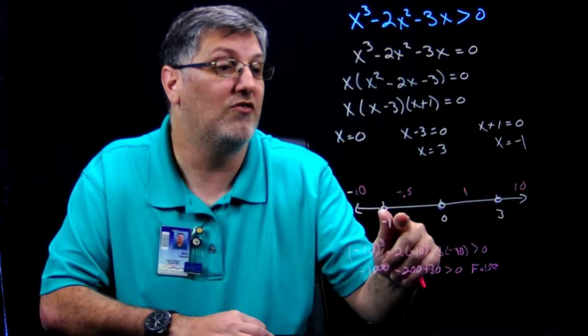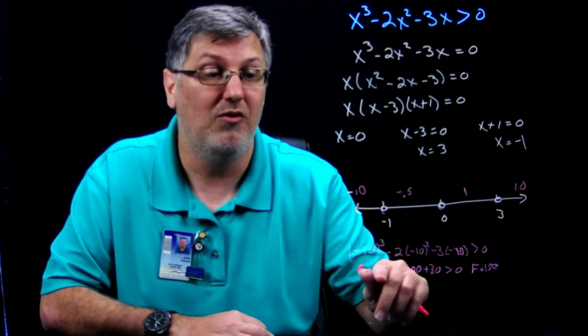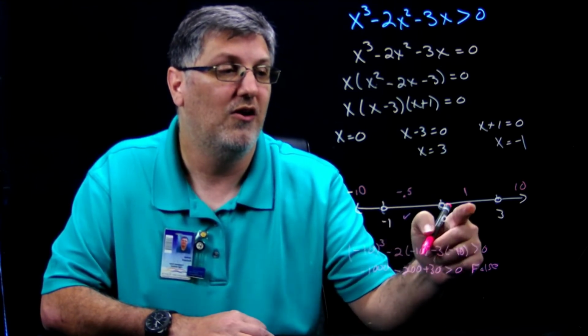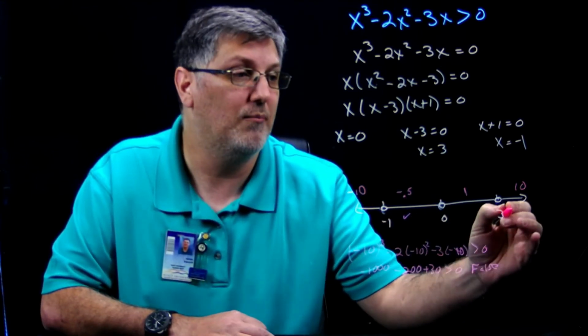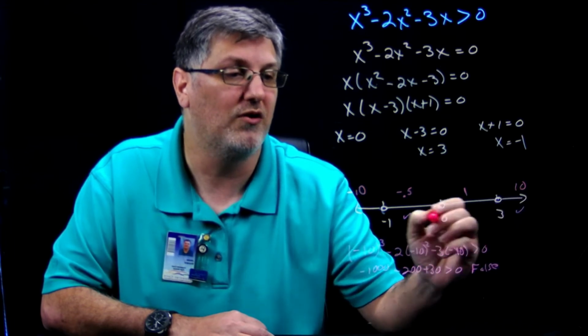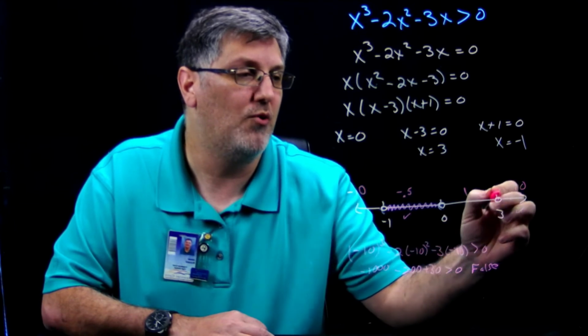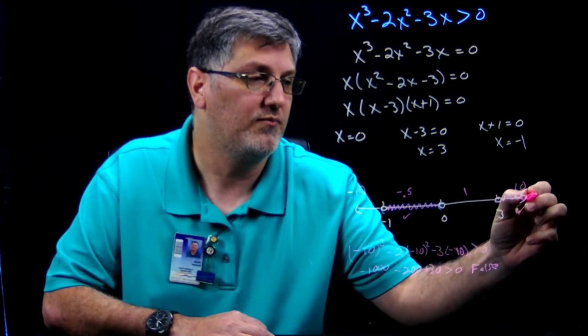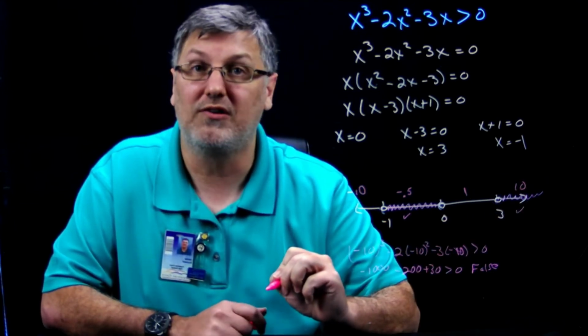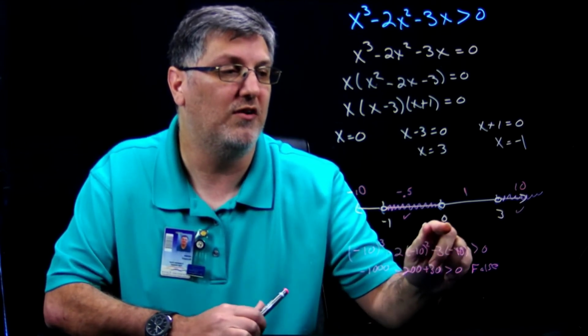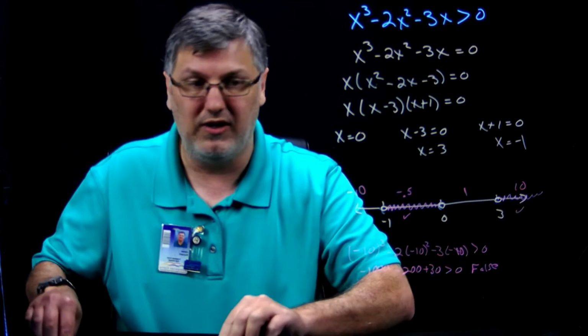So then I would do the same thing for the negative 0.5. I'm going to tell you that this works. When you put 1 in, it does not. But when you put 10 in, it does work. So my solutions, if you remember back to Algebra 1, having to put it on a number line, would look like this. So my solutions are the numbers between negative 1 and 0, and 3 all the way out to infinity.